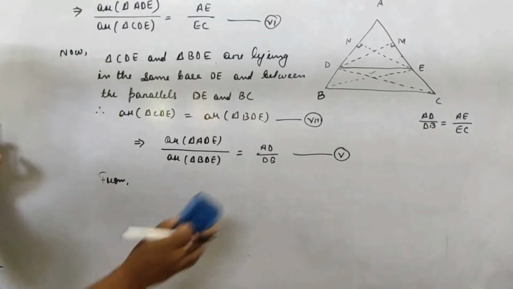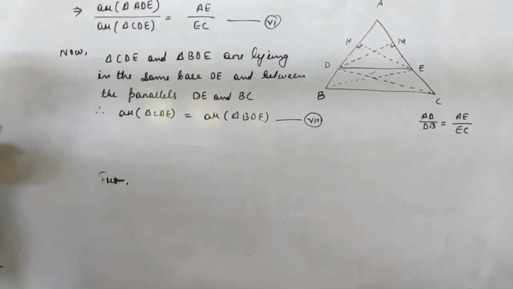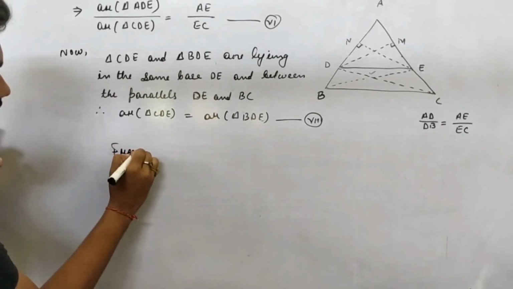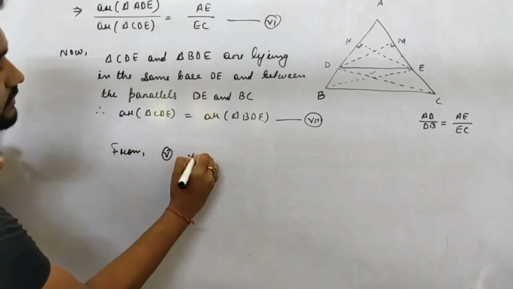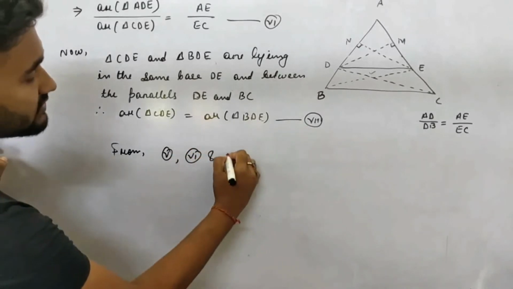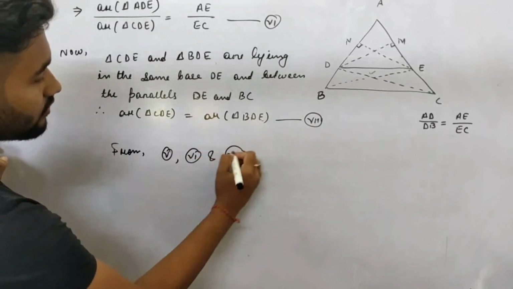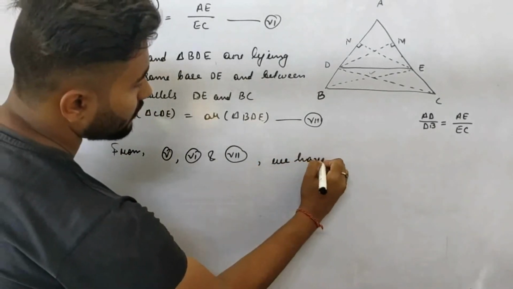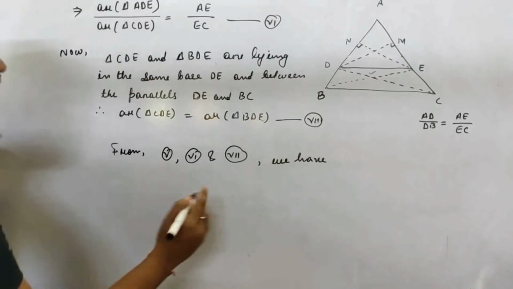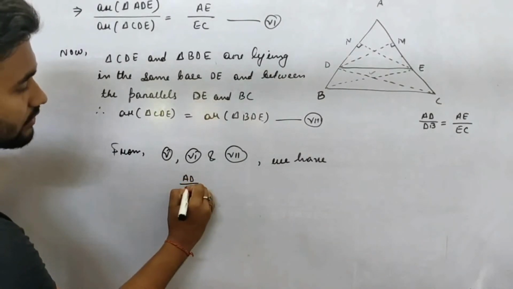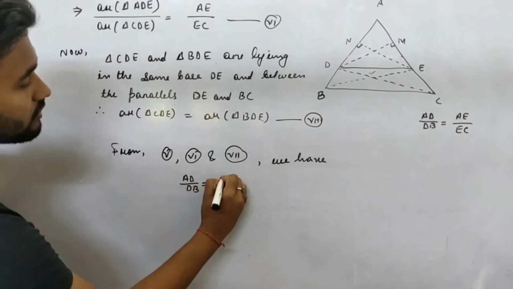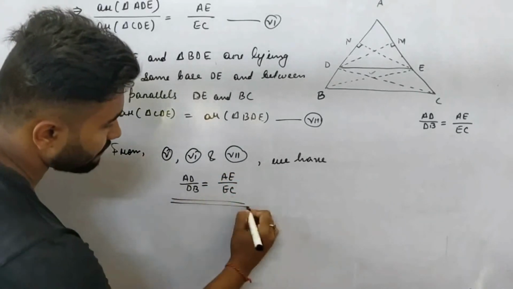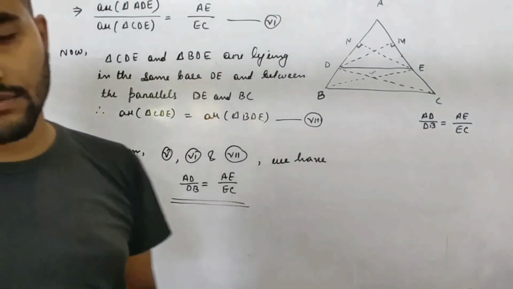From 5, 6 and 7 we have AD by DB will be equal to AE by EC. So this is our Thales theorem. Very, very important for your examination.